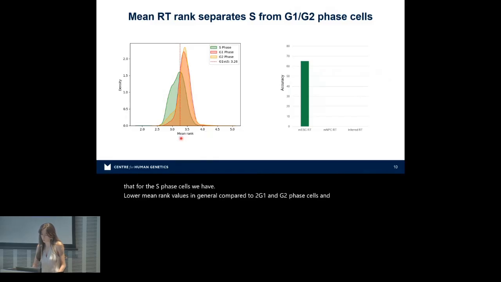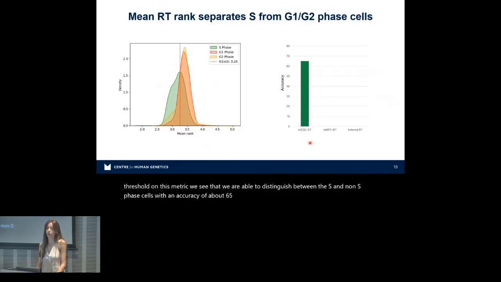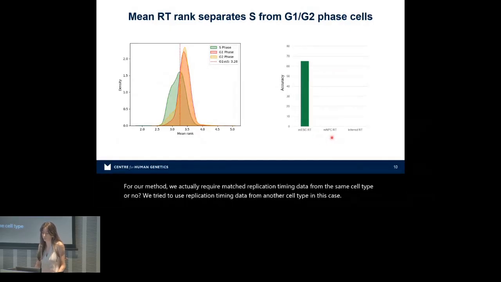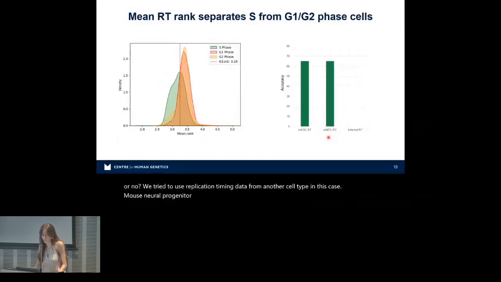And when using a threshold on this metric, we are able to distinguish between S and non-S phase cells with an accuracy of about 65%. Now, we know that different cell types have somewhat similar replication timing profiles. To test whether our method requires matched replication timing data from the same cell type, we tried to use replication timing data from another cell type, in this case, mouse neural progenitor cells. And again, we got a similar accuracy score.